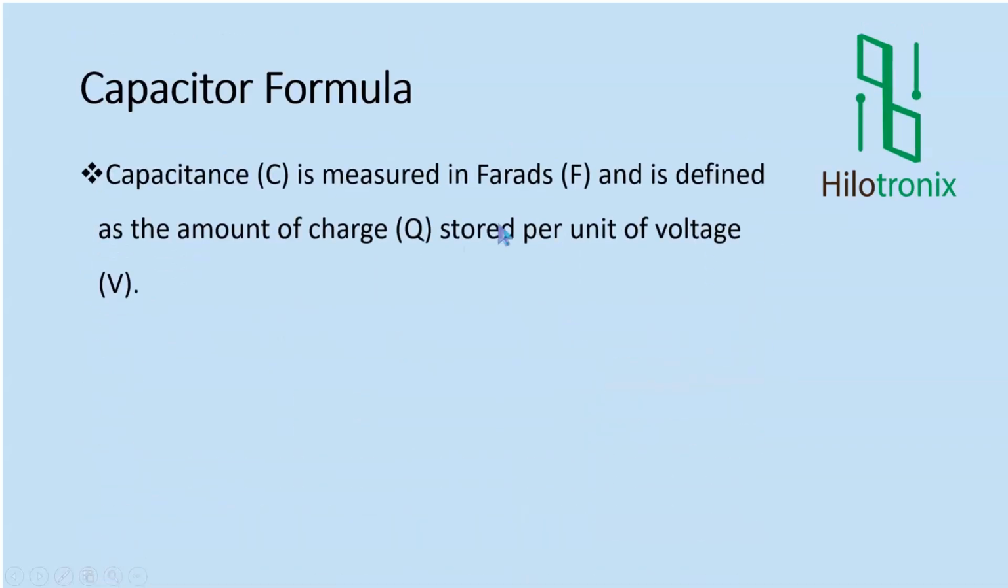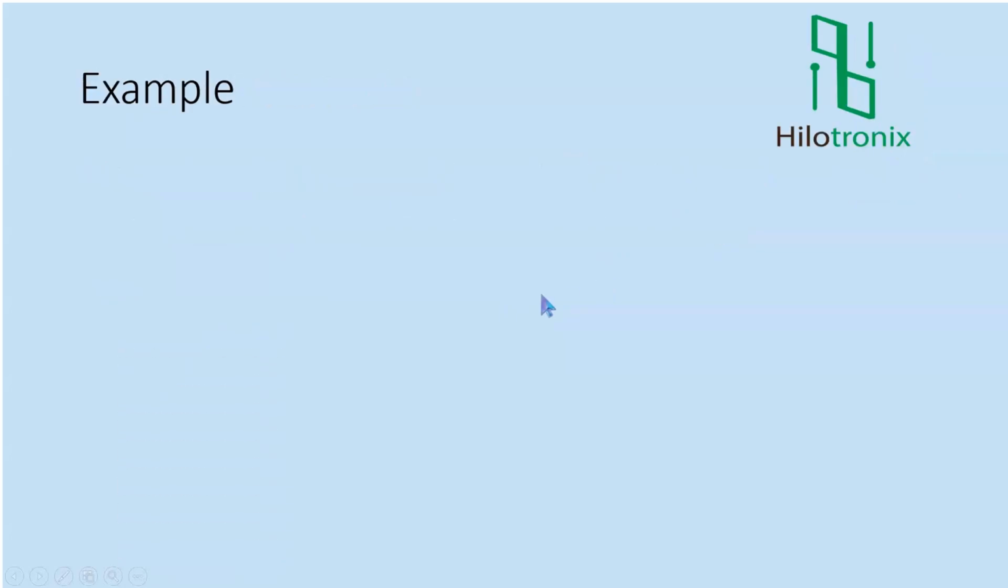So let's look at the capacitor formula. The capacitor has a measurement that we call capacitance, capital C, measured in farads, and is defined as the amount of charge stored per unit of voltage. So the capacitance is defined as the amount of charge stored per unit of voltage. Meaning if we wanted the capacitance, this would be the amount of charge Q divided by voltage V.